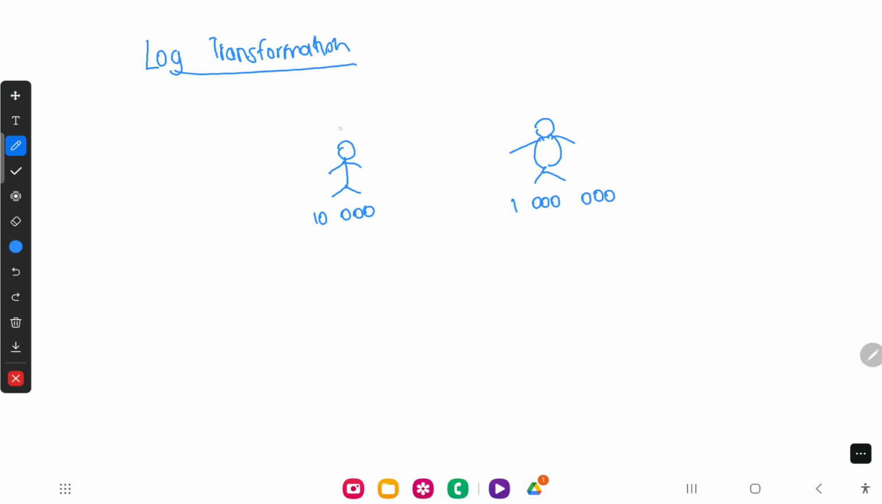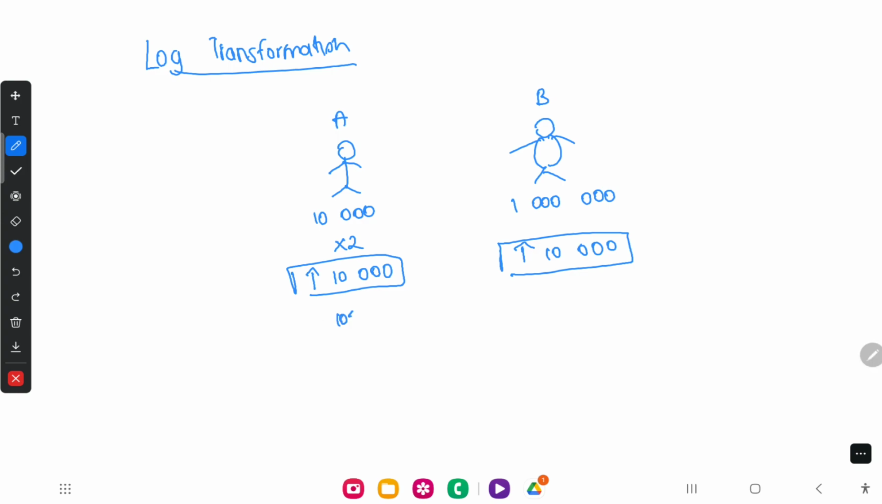Now, if A's income increases by another 10,000, it's going to be a big thing for him because his income has doubled. But if B's income increases by the same 10,000, the absolute changes are the same. However, here 10,000 is 100% of A's income, but 10,000 is just 1% of B's income.